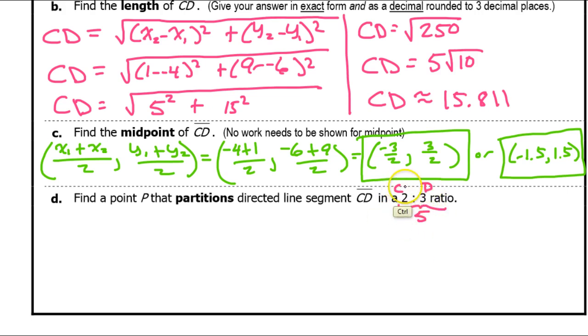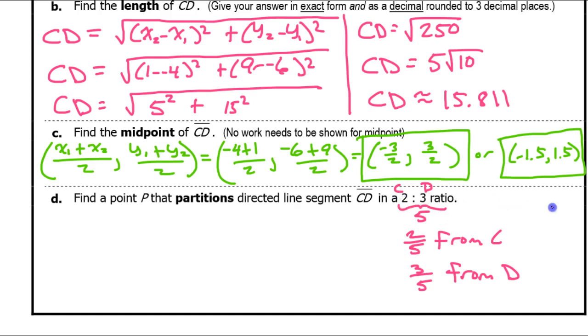So what this tells us is that our partition, our split, will be either 2/5 of the way from C, because that's where the 2/5 is, or you can think of it as being 3/5 of the way from D. Either one, you can use whichever one is convenient.